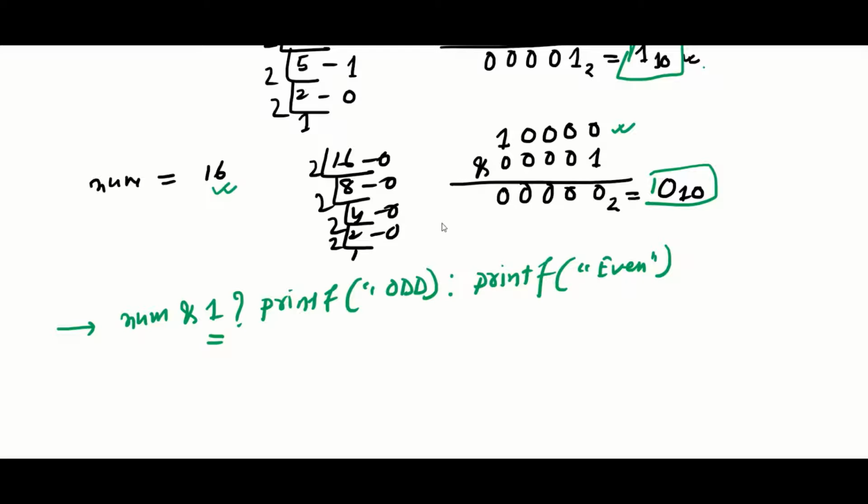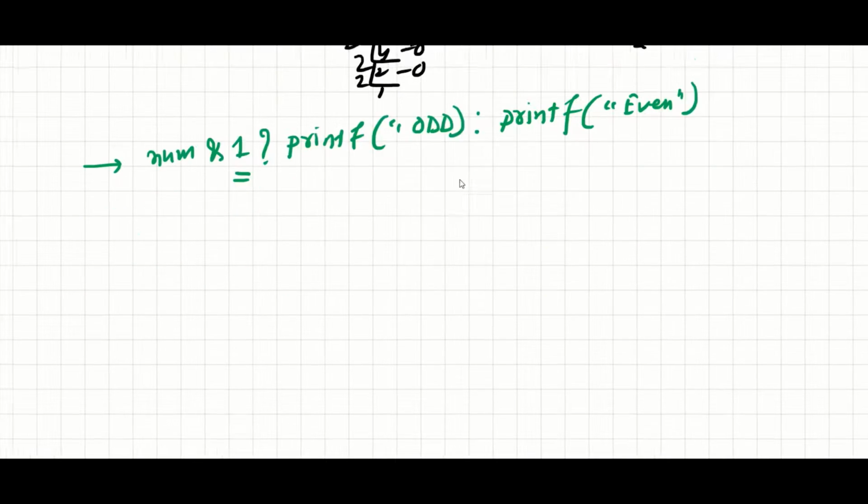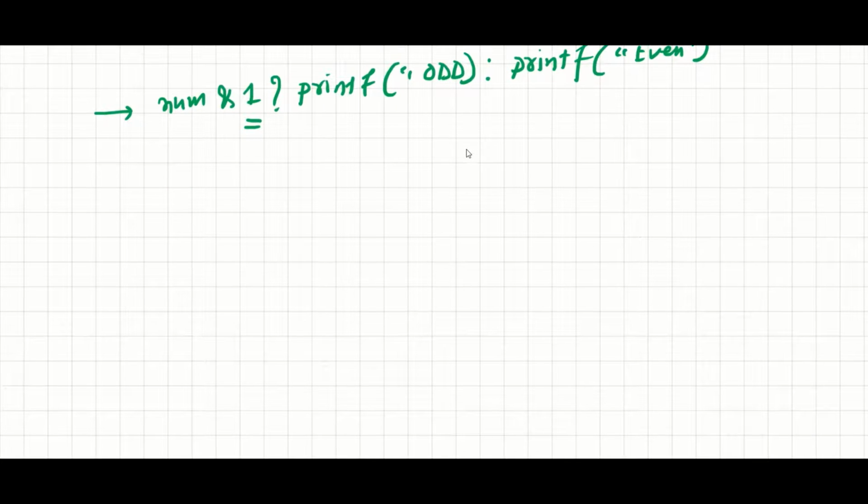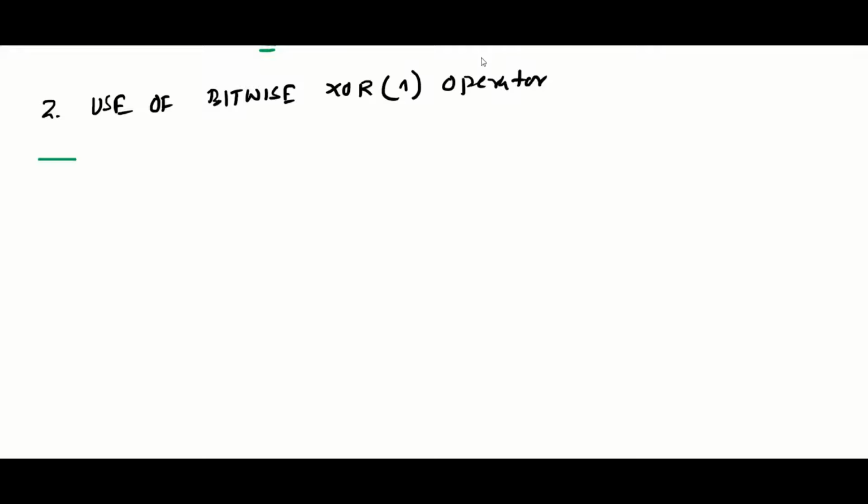Now let's see the second example of bitwise operator applications. We're going to see the use of the bitwise XOR operator. Okay, bitwise XOR operator. So what are we going to see in this case? This is the example that we're going to implement.